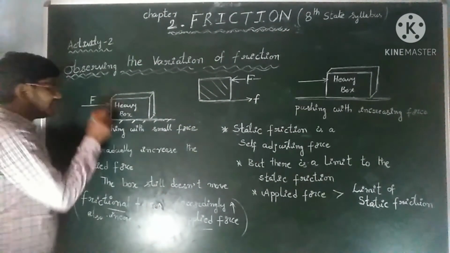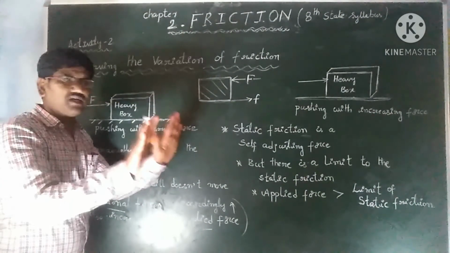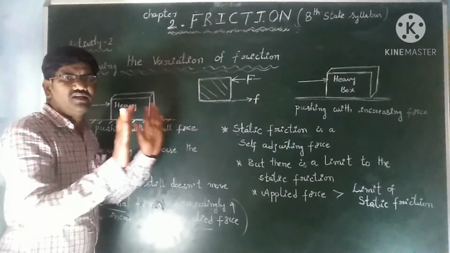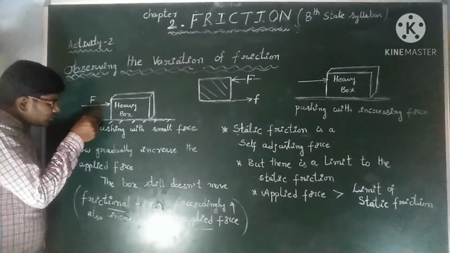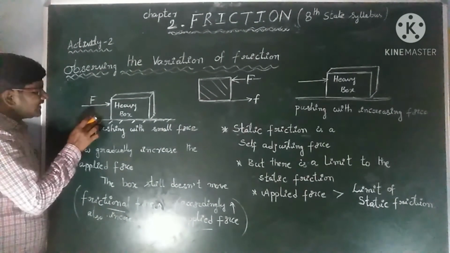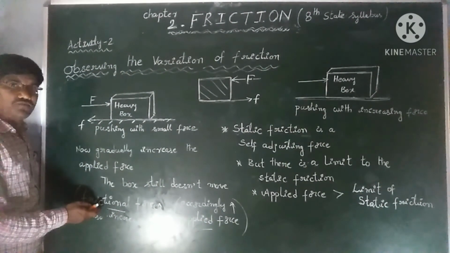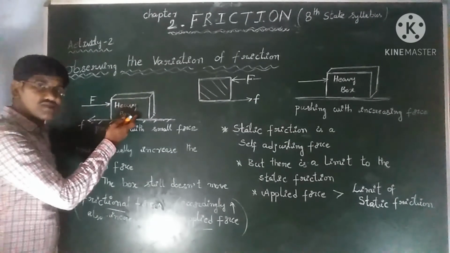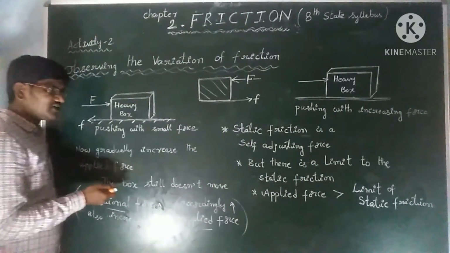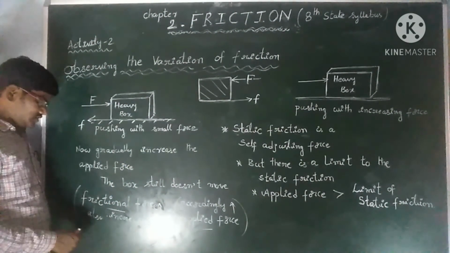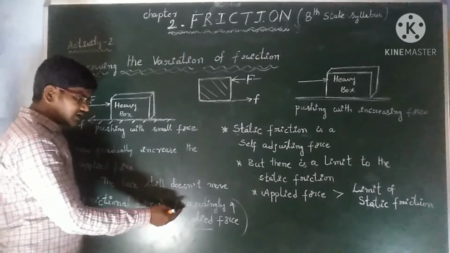But see, whenever there is a box on the floor and you are trying to push it with small and increasing efforts, we observe it is not moving. It means some force is encountered in the opposite direction, and that is balancing the applied force. That force we call the frictional force, and since the object is at rest, we call it the static frictional force.